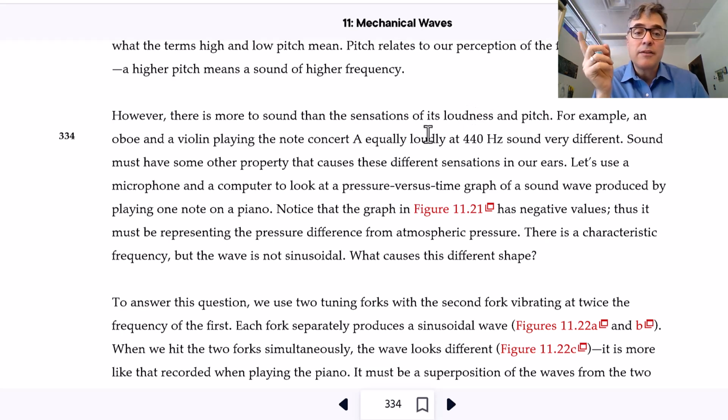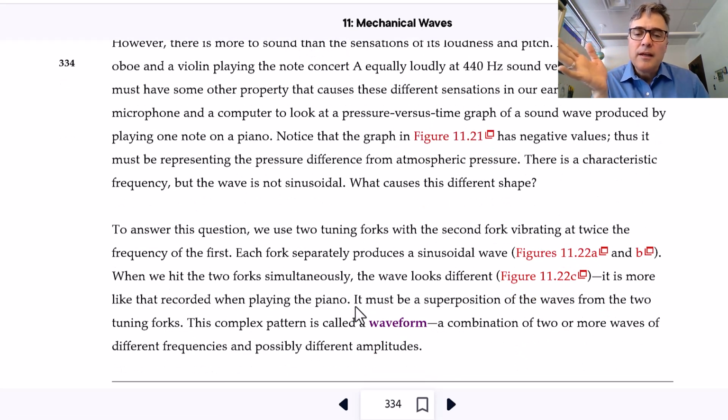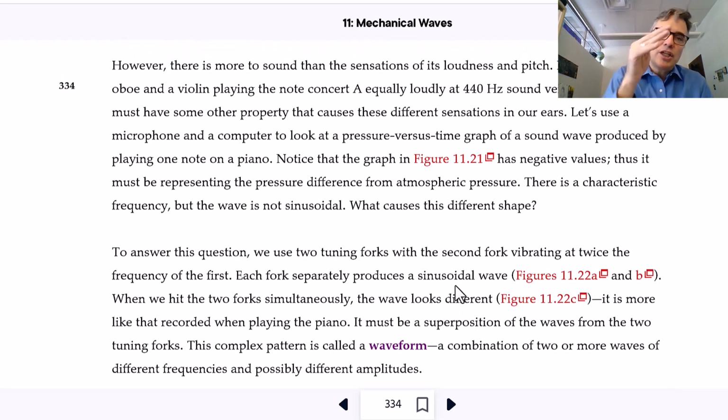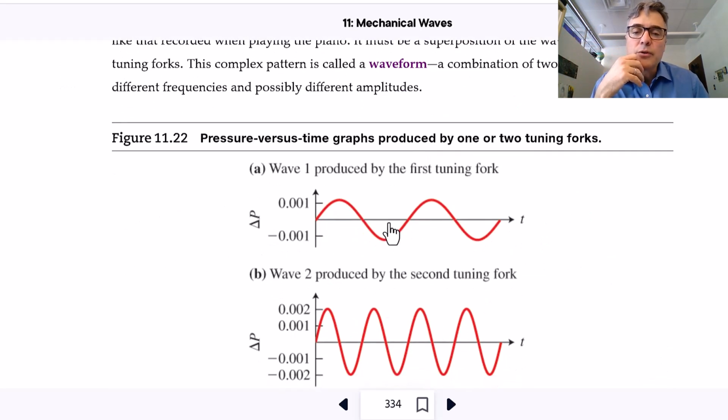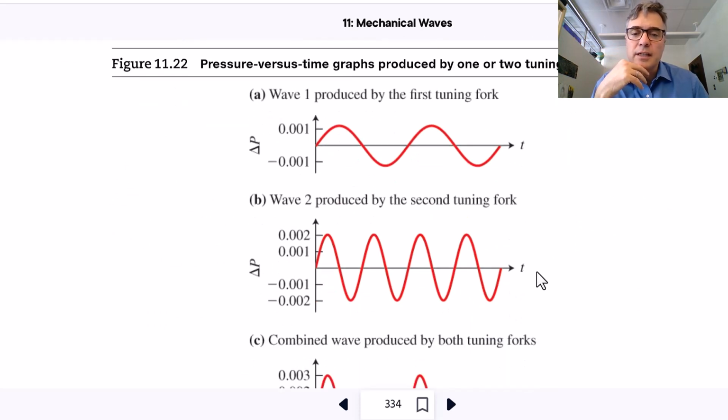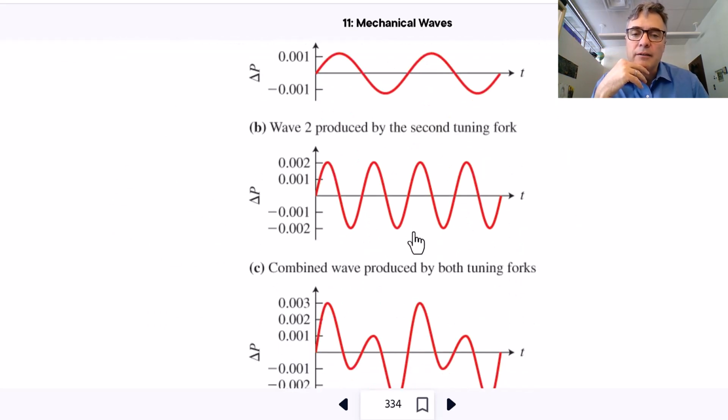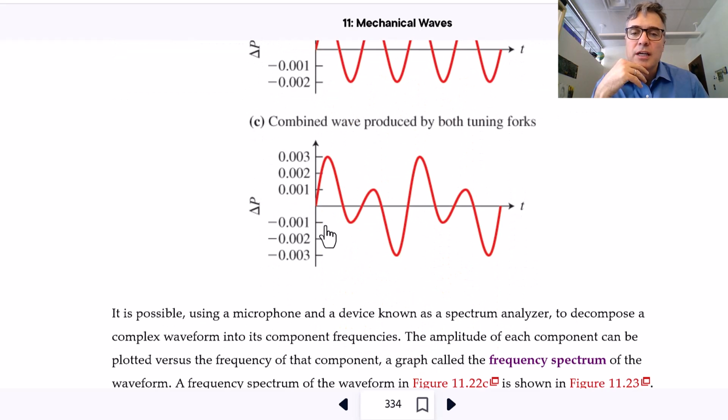But there's more to sensation than just loudness and pitch. For example, there's another thing called waveforms. An actual wave might have a frequency, but it has a different shape, not always a sine curve. And that's why an oboe and a violin might both be playing 440 hertz, but it could sound very different due to the shape of the waveform. So a tuning fork produces a nice sinusoidal wave. Here's a higher frequency, a different higher pitch. If you combine two tuning forks, you get that principle of superposition, and you get this different waveform.